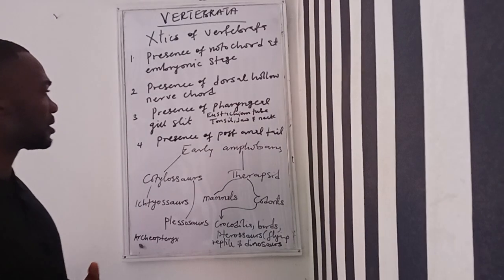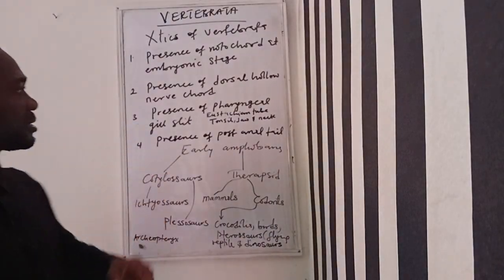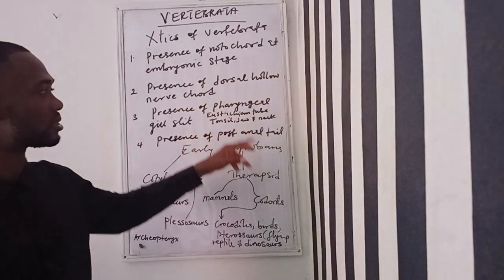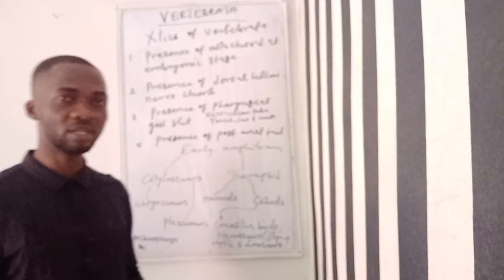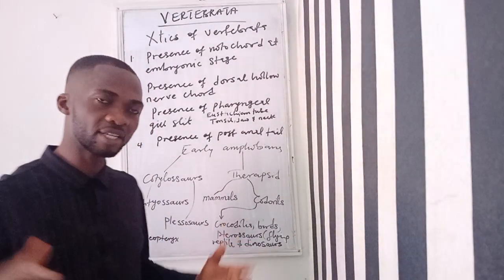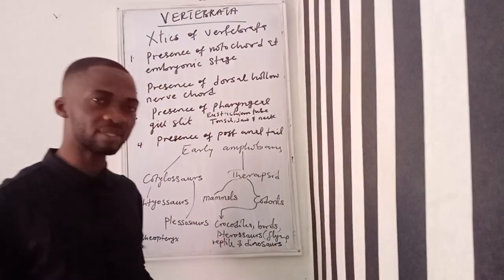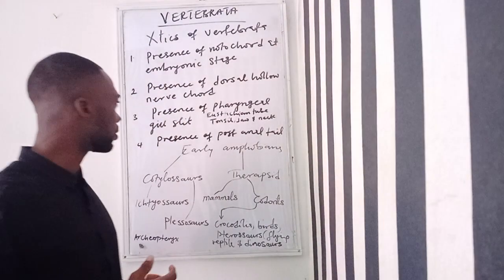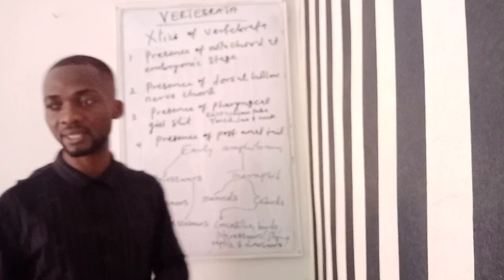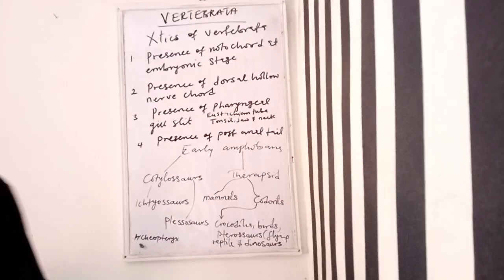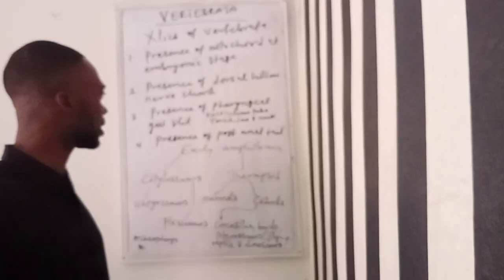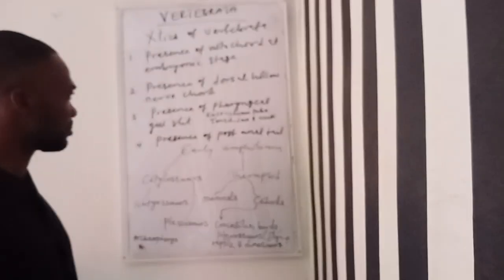But in other vertebrates, these pharyngeal gill slits transform into some structures known as the eustachian tube, the tonsils, then the jaw and the neck. That is what the pharyngeal gill slit transforms into in other vertebrates. Then, of course, we have the presence of post-anal tail. The post-anal tail is also another structure, a tail that extends beyond the anus.